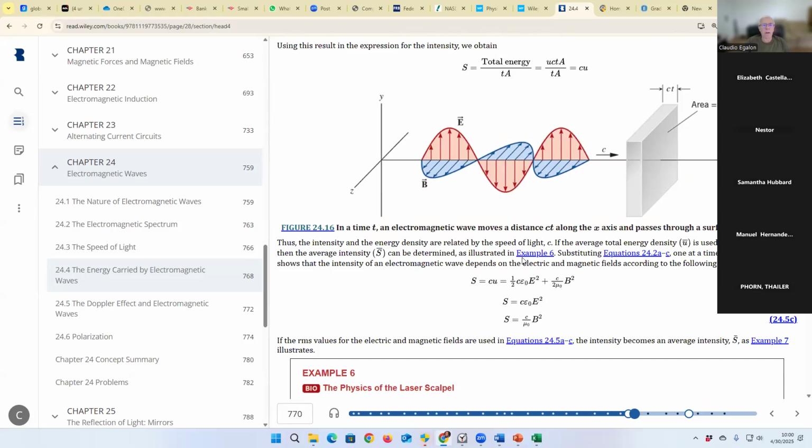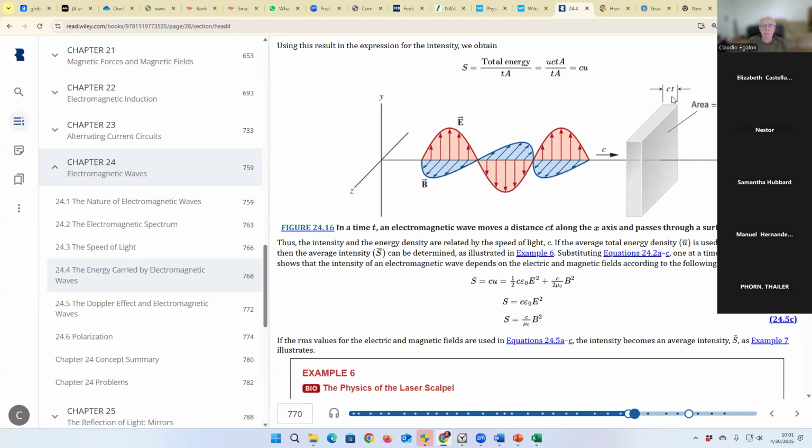Here's a drawing, right, of the electromagnetic wave. Here's the area A. And this area A has a small thickness that should be c delta t. What is c delta t? c is the velocity of the wave times t. So ct is going to be the thickness that the electromagnetic wave goes through, the distance that the electromagnetic wave travels in an amount of time t, or delta t in my case.